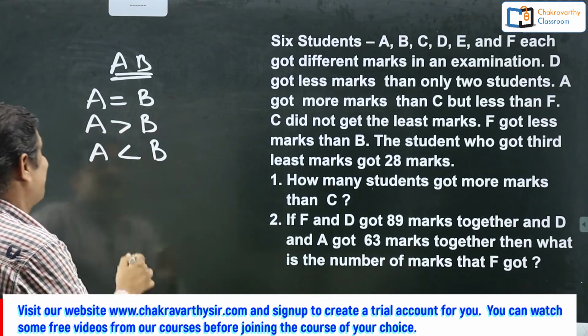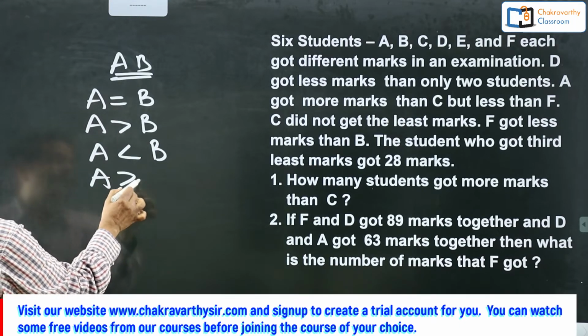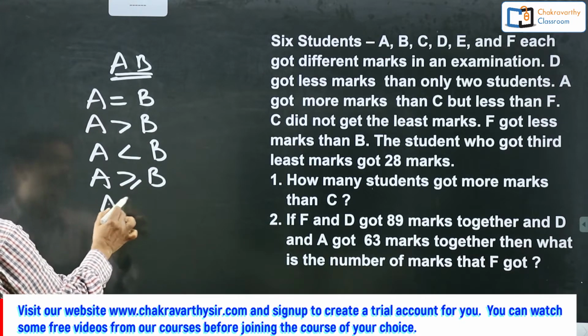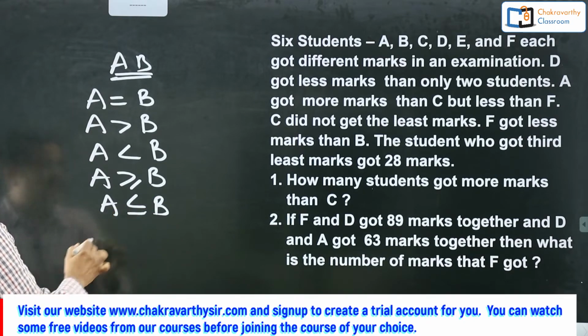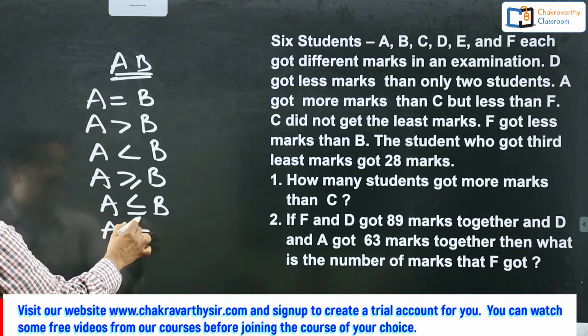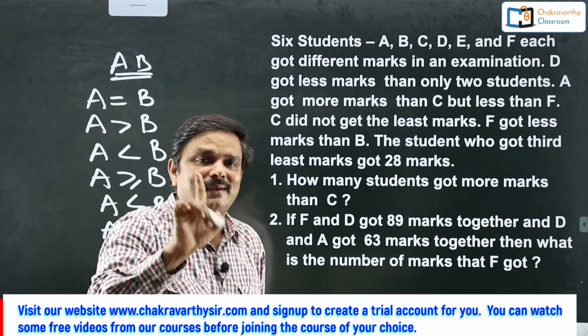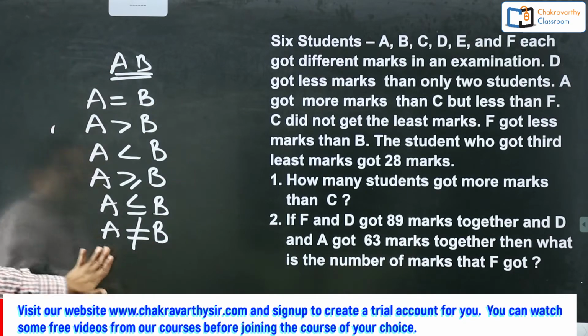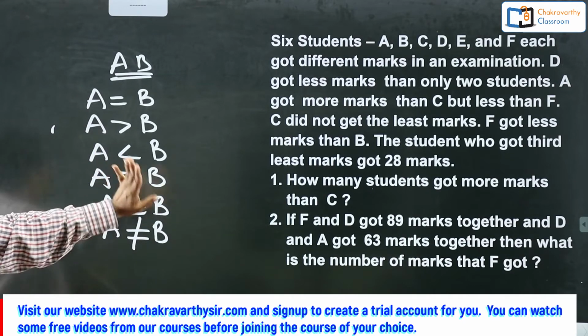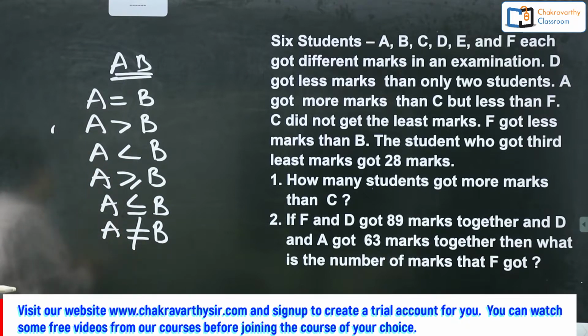Then the secondary comparisons are: A may be greater than or equal to B, or A may be less than or equal to B, or A is not equal to B. See students, all these are called the 6 comparisons. But beyond these 6 comparisons, you cannot go for any other thing. Nothing is there beyond this one.